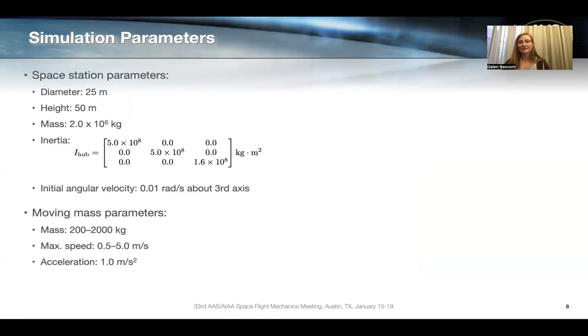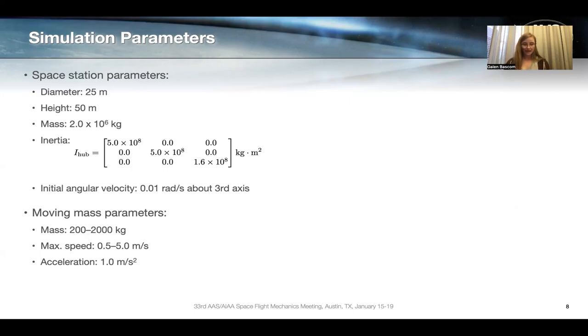All of the simulation scenarios that I'm going to show you aren't really meaningful without the numbers attached, so let me go through the parameters that we used. We set up our space station as a cylinder with a height of 50 meters and a diameter of 25 meters. The mass is 2 × 10⁶ kilograms, and the inertia was calculated based on it being a cylinder of that mass and those size parameters. We also have an initial angular velocity on the spacecraft.